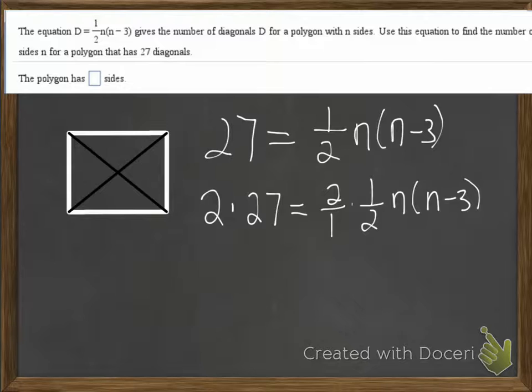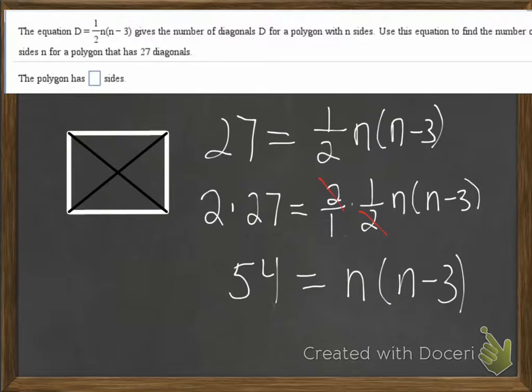Now remember, when you're multiplying, you can multiply any two things. So I can multiply the 2 times the n, or the 2 times the n minus 3, but it's a heck of a lot easier if I just multiply by the 2, the 1/2. And so simplifying, we have the equation 54 equals n times n minus 3. I ask you to take a moment now and pause the video and try to go ahead and solve that equation and then catch up with us.